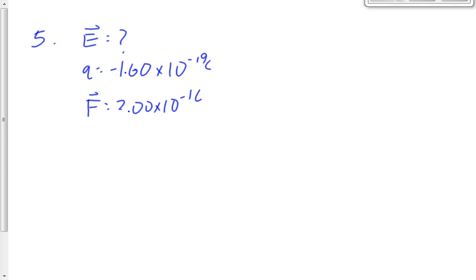Number 5 says, what's the electric field experienced by an electron? Same logic in this question, right? If we've got the word experienced, the electric field experienced by the electron. The charge is negative 1.60 times 10 to the negative 19 coulombs, and the force experienced is 2.00 times 10 to the negative 16 newtons.